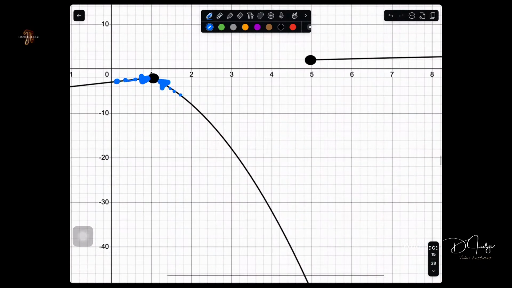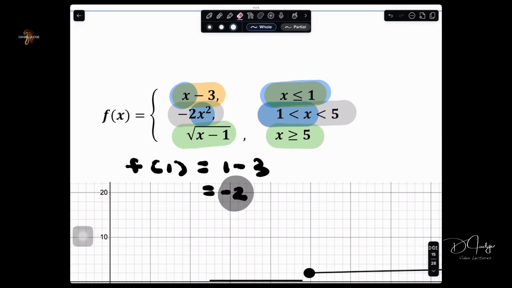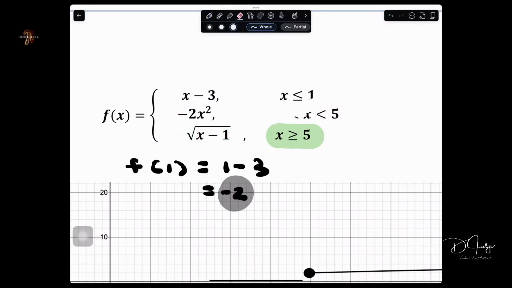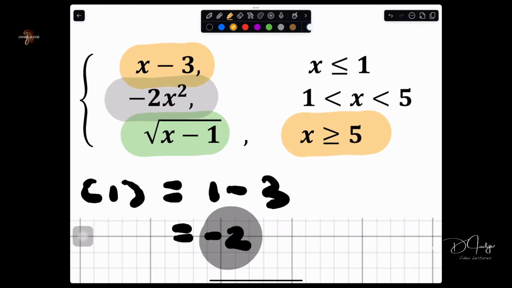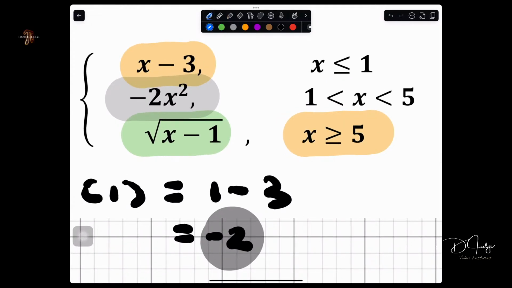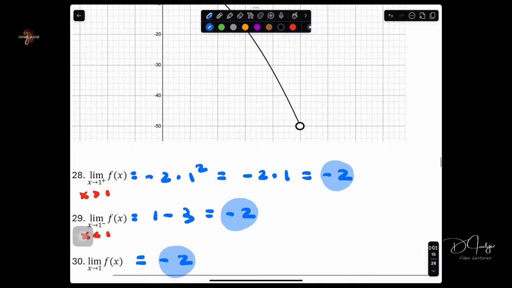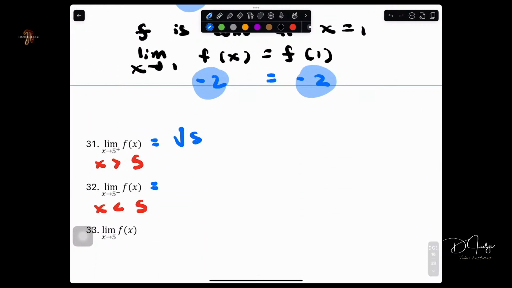So for x being bigger than 5, go back over here. We have the top piece, the middle piece, and then the bottom piece. For x being bigger than 5, we use the bottom piece, because that's for x greater than or equal to 5. So we're going to plug in 5 here. That's going to give us the square root of 5 minus 1, the square root of 4, and that limit value is 2 when we use direct substitution.